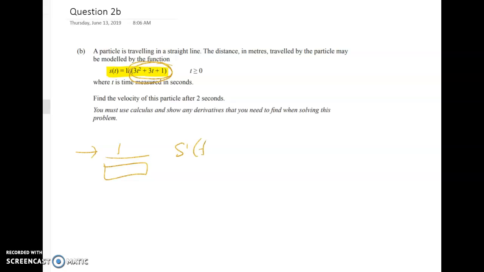So s dash of t is v of t, so it's going to be 1 over 3t squared plus 3t plus 1 times the derivative of the inside function, which gives me 6t plus 3. And we need to evaluate that at 2 seconds.